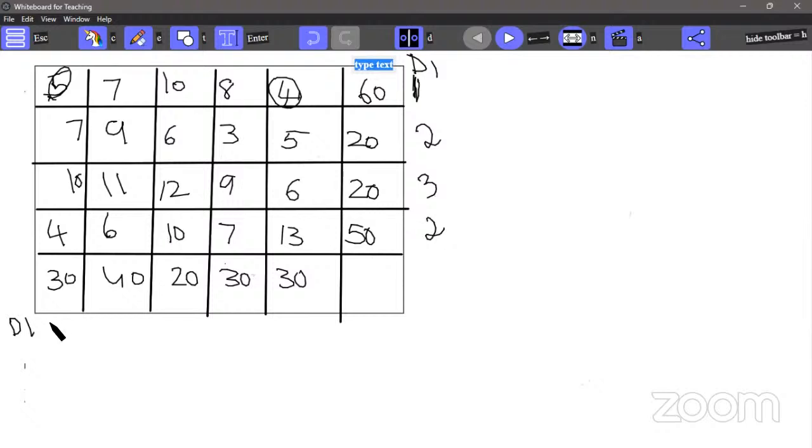Okay, how much is the difference? 1. Second column, 1. Third column, 4. Fourth column, 4. Fifth column, 1. See, what are these 1, 2, 3, 2, 1, 1, 4, 1?